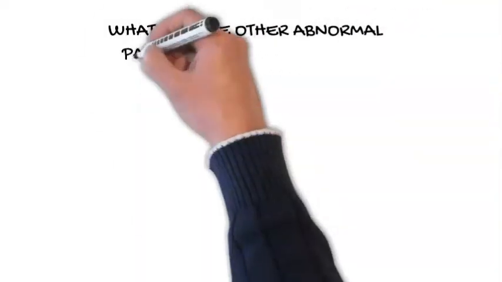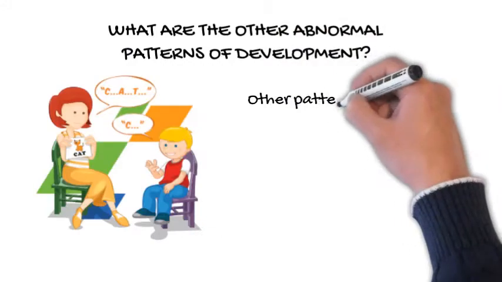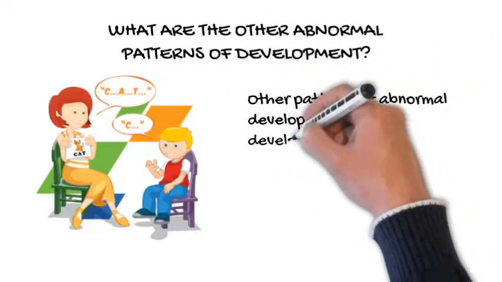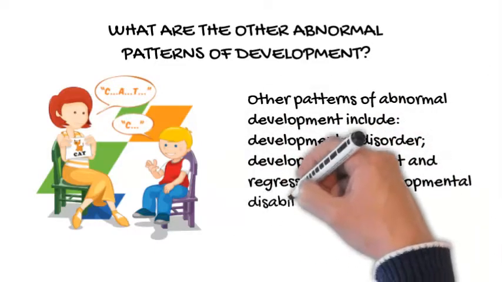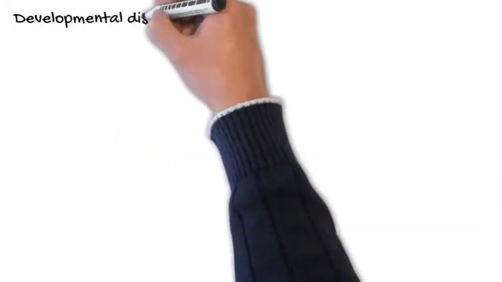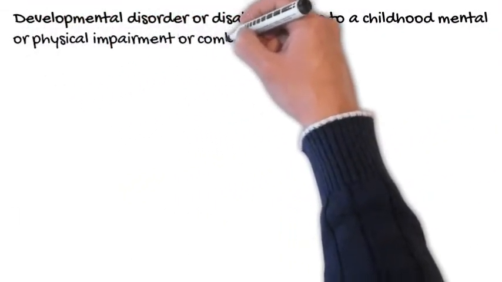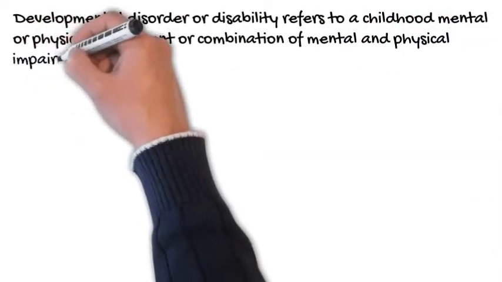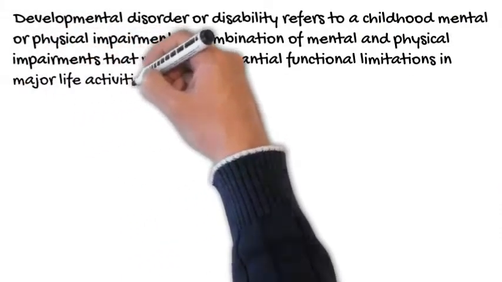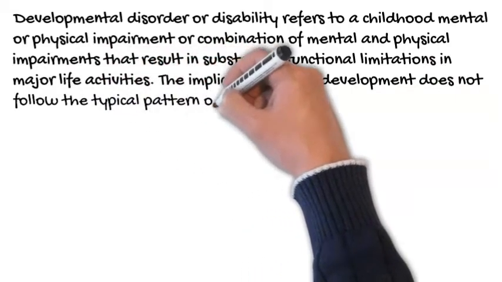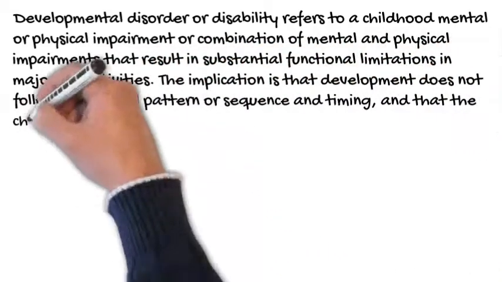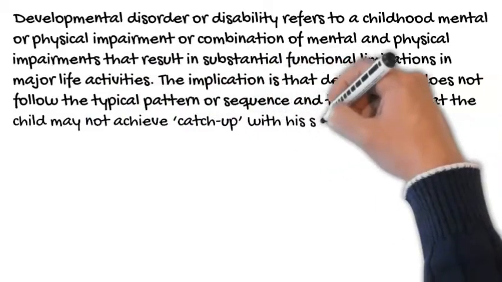What are the other abnormal patterns of development? Other patterns of abnormal development include developmental disorder, developmental arrest and regression, and developmental disability. Developmental disorder or disability refers to a childhood mental or physical impairment or combination of mental and physical impairments that result in substantial functional limitations in major life activities. The implication is that development does not follow the typical pattern or sequence and timing, and that the child may not achieve catch-up with his same-aged peers.